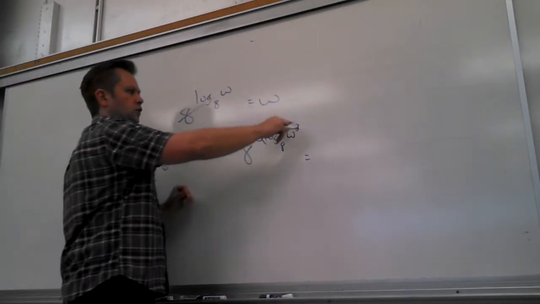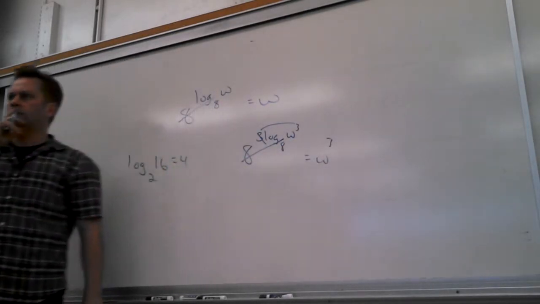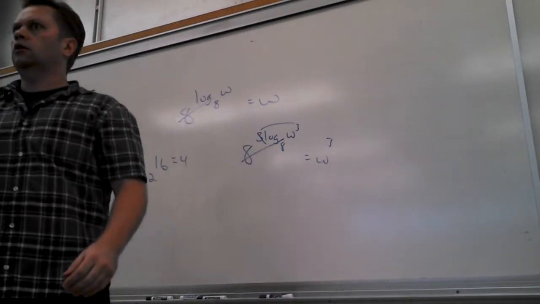So I'd have to first put the 3 there. Now what's the answer? It'll be W cubed. So in that problem you have to first get the coefficient out of the way, and then the two things cancel. You're done. Got it. Cool. I like it.